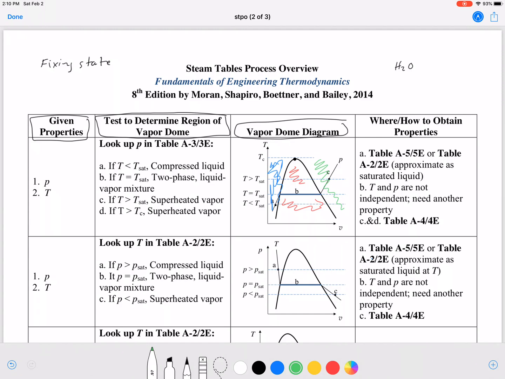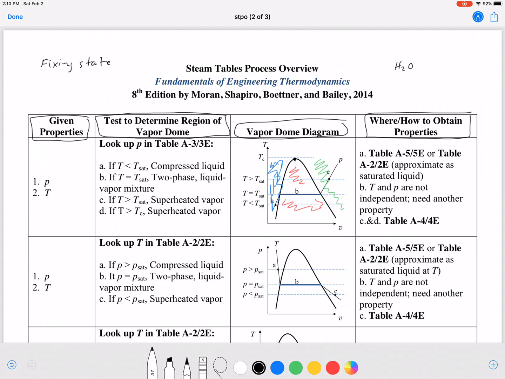And you have the critical point, which we can find on table A1 to find the critical temperature and pressure of water. Then anything to the right of that is vapor, and anything to the left of that would be liquid. So again, how do we use this table? Oh, and then lastly, this last column here, where and how to obtain the property.